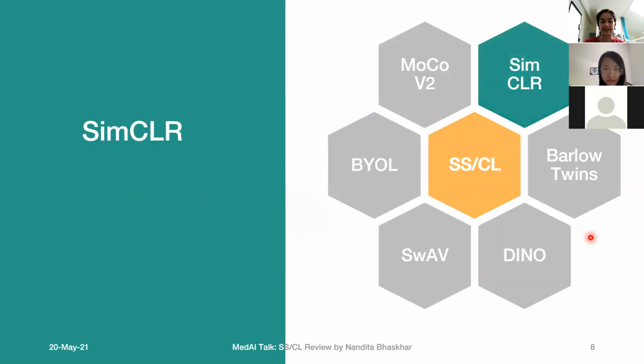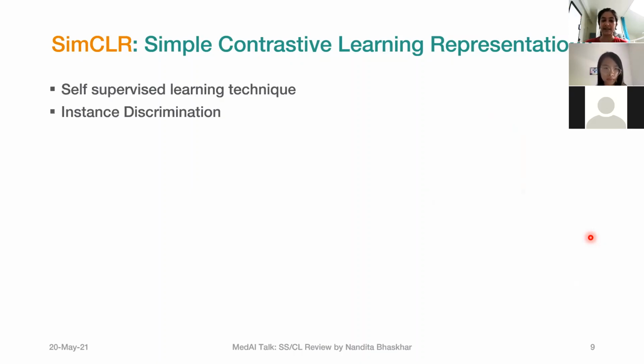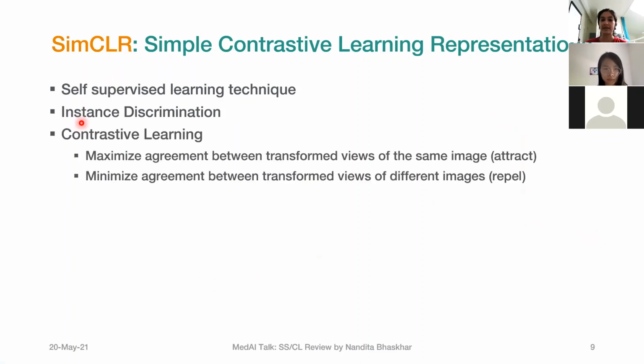So let's start talking about SimCLR first. SimCLR stands for a simple contrastive learning representation framework. It actually just came out last year from Google. It is a self-supervised learning technique, and it focuses on instance discrimination. This means that every image is considered as a separate entity from every other image.